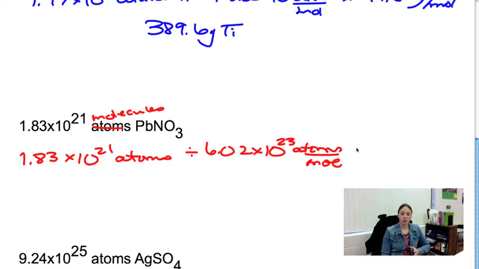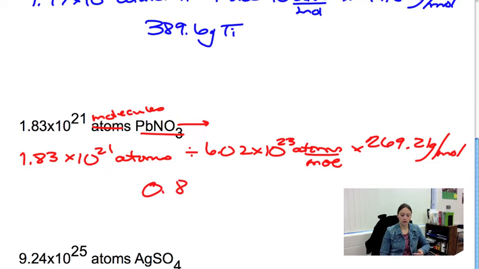When I have that number of moles, then I multiply by my molar mass. And remember, since it's a compound, it's not on the periodic table, so I have to take each part and add them up. So 1 lead, 1 nitrogen, and 3 oxygens. When I add all of those up, then I multiply by the molar mass, which is going to be 269.21 grams per mole. You divide and then multiply, and you should get 0.818 grams of PbNO3.